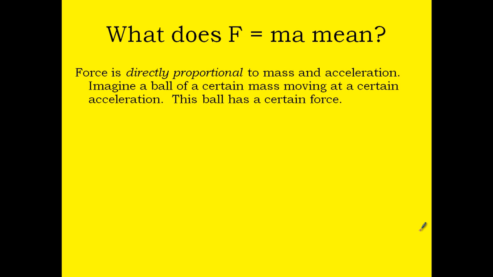So what does F equals ma mean? It means that force is directly proportional to mass and to acceleration. That means that if mass gets bigger, force gets bigger. If acceleration gets bigger, force gets bigger. If mass gets smaller, force gets smaller. If acceleration gets smaller, force is smaller. So imagine a ball of a certain mass with a certain acceleration. Because it has mass and it has acceleration, there's got to be a force.